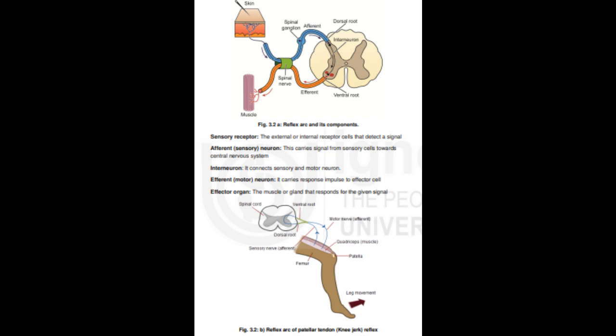Fig. 3.2b. Reflex arc of patellar tendon, knee jerk reflex. The knee jerk reflex, Fig. 3.2b, is special as, instead of connecting with an interneuron, it directly connects with the efferent neuron in the spinal cord, forming a monosynaptic arc. Any reflex mediated by multiple interneurons is called a polysynaptic arc.